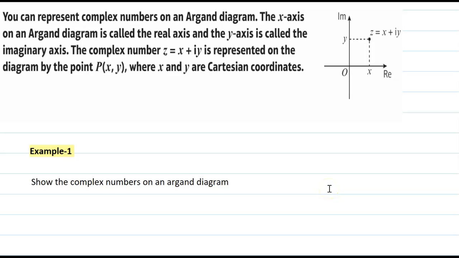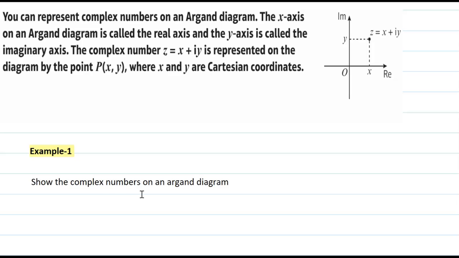Hi, today we are learning complex numbers on an Argand diagram. Here the x-axis shows the real part, and the y-axis shows the imaginary part. This is the complex number z equals x plus iy. The complex number z equals x plus iy is represented on the diagram by a point P, which represents the complex number x plus iy. So today we are going to represent complex numbers on an Argand diagram.